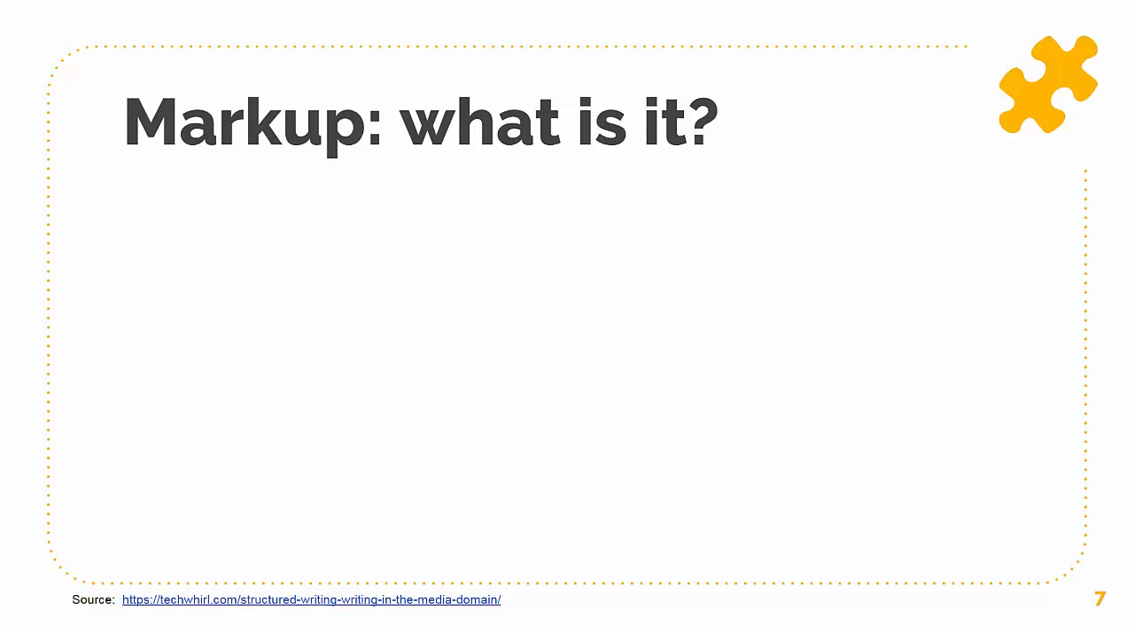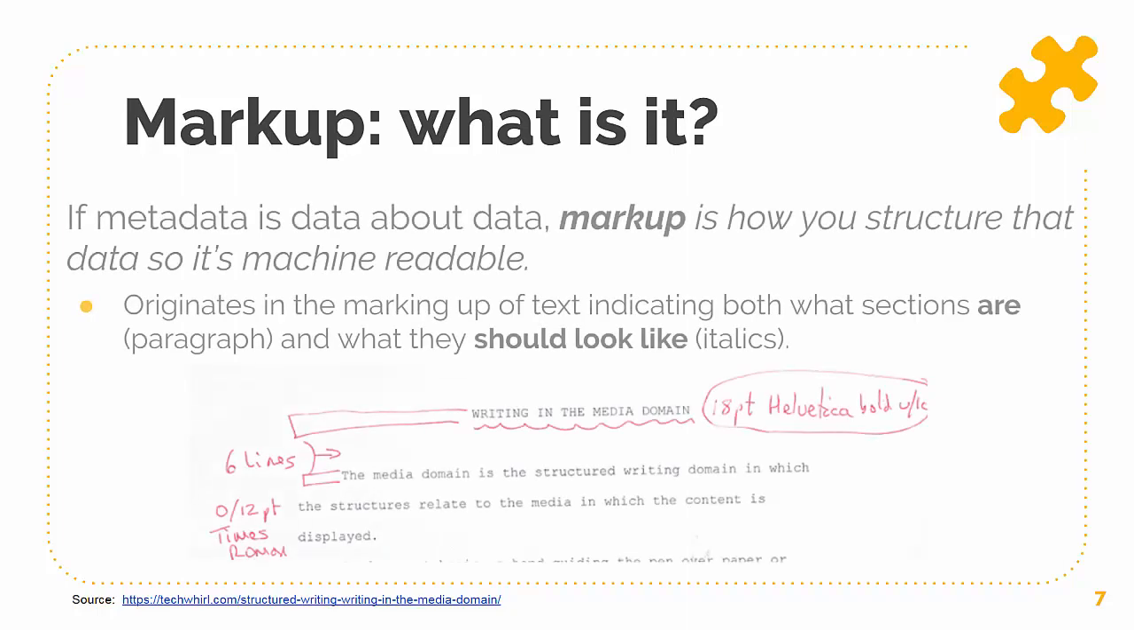So on to markup. What is it? If metadata is data about data, markup is how to structure that data so it's machine readable. You can think of metadata as sort of the contents, the actual aboutness of an object, and markup as the package to transport those contents.